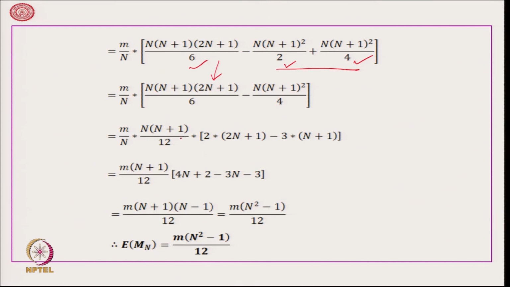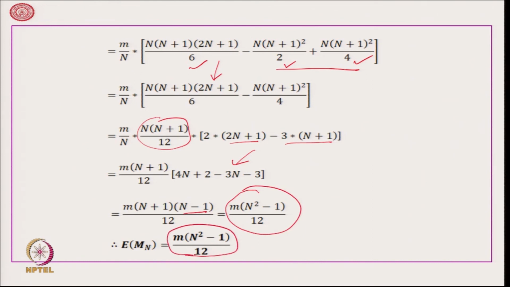Therefore, as we simplify it, we take out n(n+1)/12 common, and what we get is 2 times (2n+1) minus 3 times (n+1), which is further simplified as 4n + 2 minus 3n minus 3, which is equal to n minus 1. Therefore, the expected value comes out to be m(n square minus 1)/12.